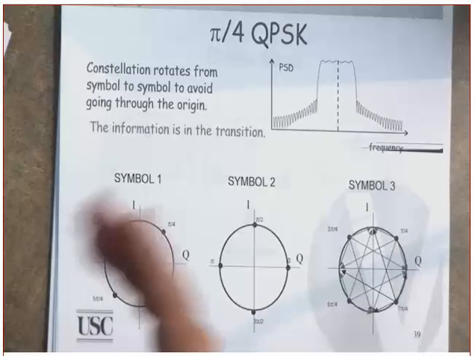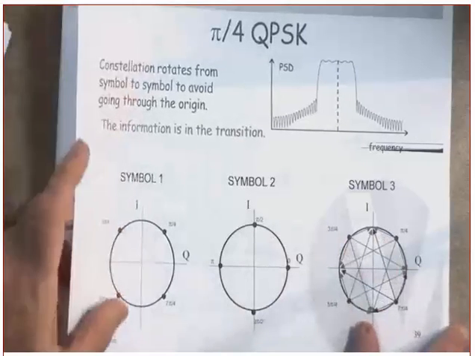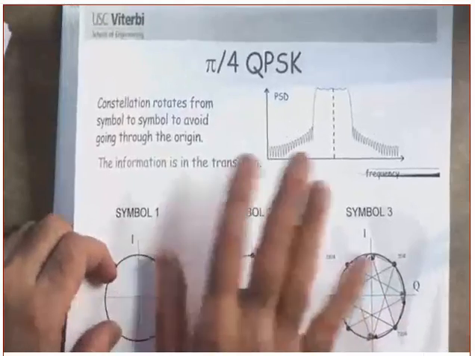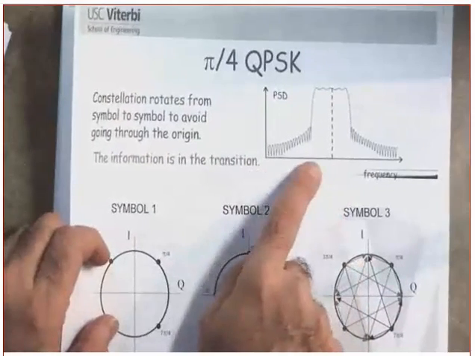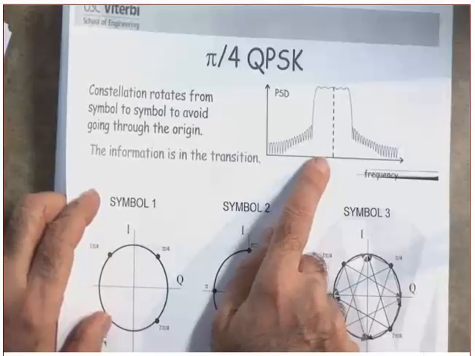Did you get this or not? If the synchronization is not proper. This one, achieving synchronization is rather easy. Clear? So they called it what? Pi over 4 QPSK. All of them, by the way, their power spectral density will look like this. That's the power spectral density.